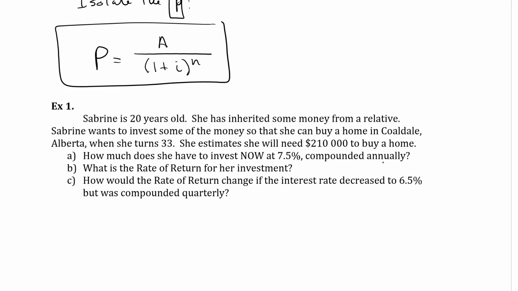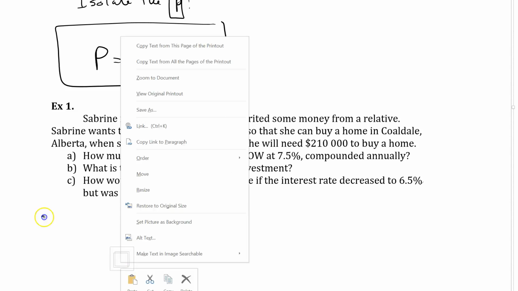Whenever we see compounded annually with the compound interest formula, we kind of do a little bit of a happy dance because the i value is just divided by 1. Whereas if it was compounded quarterly, we would have to divide by 4. I digress. Part B, what is the rate of return for her investment? And C, how would her rate of return change if the interest rate decreased to 6.5% but was compounded quarterly? Dun, dun, dun.